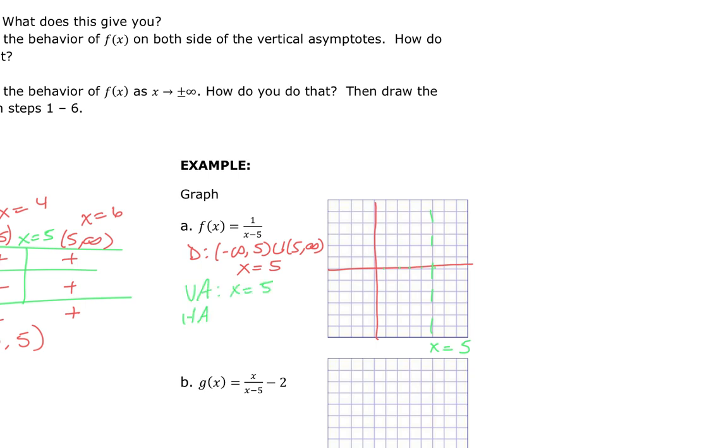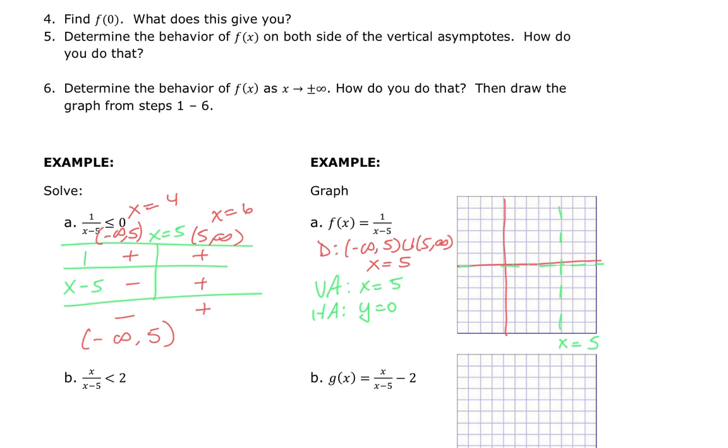My horizontal asymptote, this is case 1. The degree of the numerator is 0. The degree of the denominator is 1. So I have a horizontal asymptote at y is equal to 0. So I'm going to put that one there. Now, I know from my sign chart up over here, I expect to be below the x-axis here on the left side of 5 and above on the right side of 5.